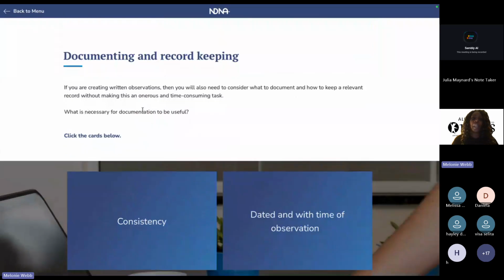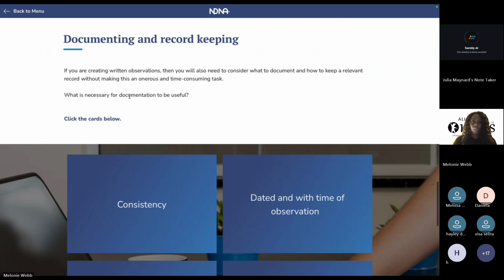If you are creating written observations, you will also need to consider what to document and how to keep a relevant record without making this an onerous and time-consuming task. What is necessary for documentation to be useful?